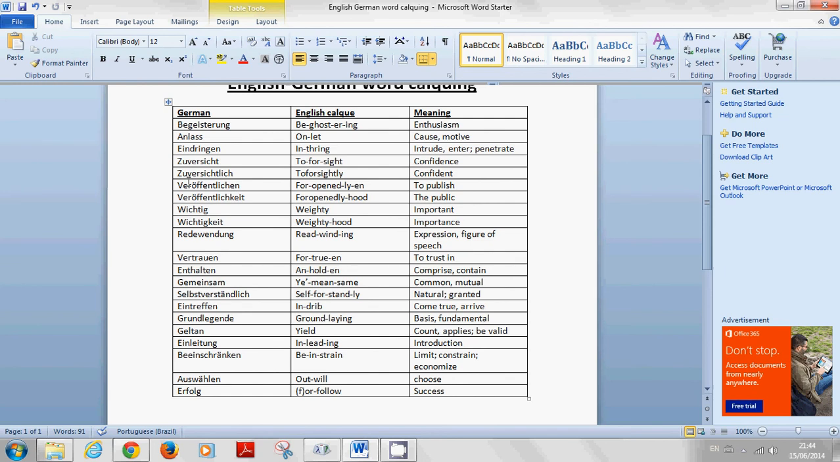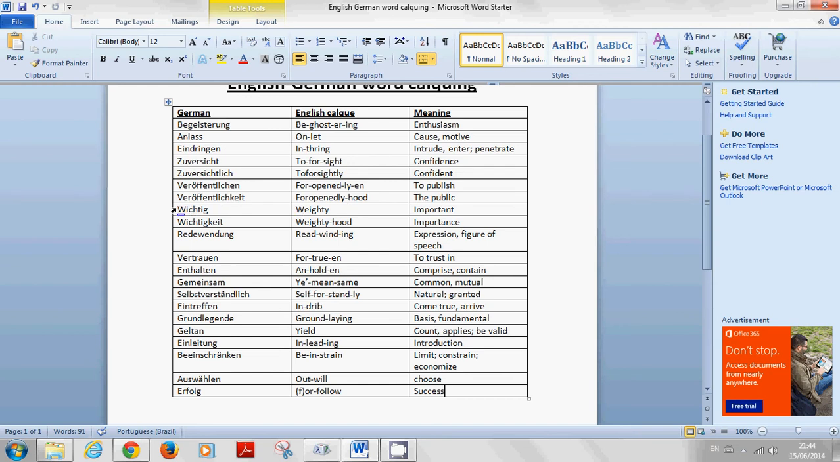The next one is veröffentlichen, which in English would be something like for openly in. The N that's in the word threaten, or I can't think of any other examples off the top of my head. To publish. So I guess it's like to give something out, to open. Open, it's open to the public, open to everyone. This next one is Veröffentlichkeit. This in English would be for openlyhood, and that is just the general public.